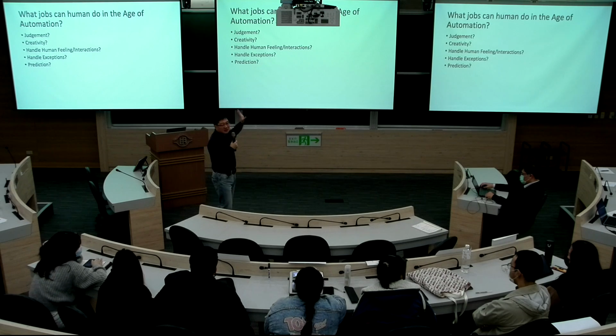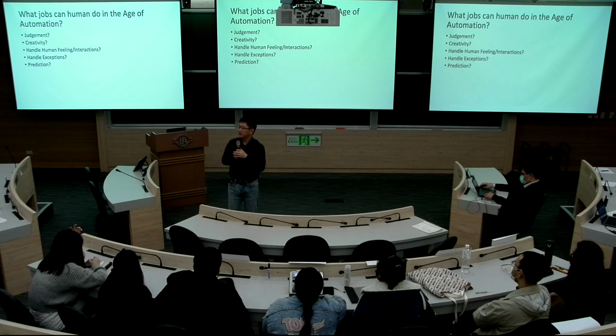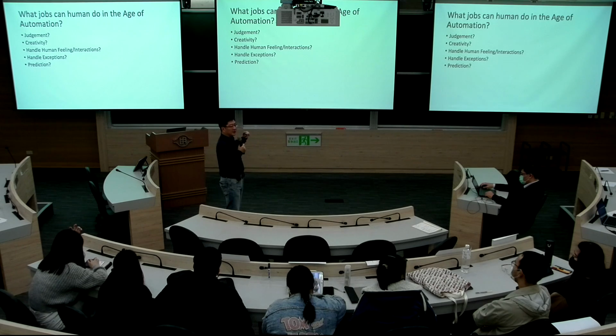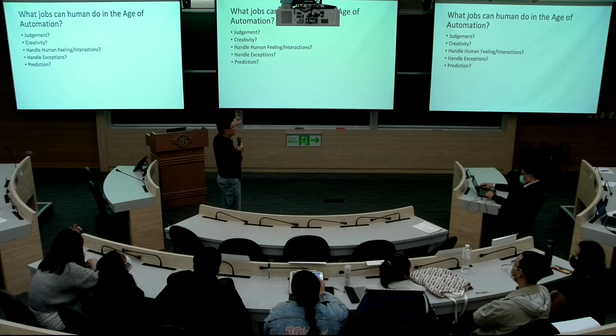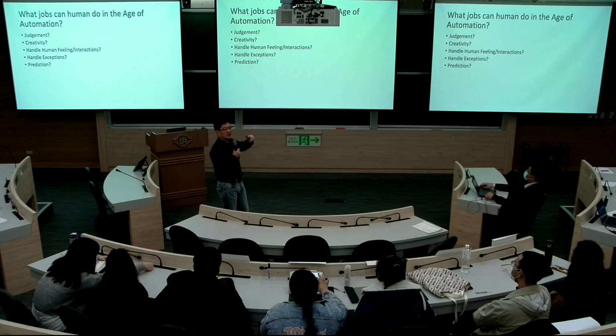Okay, so these are the jobs that we think the machine cannot do better than human beings. Machine cannot make better judgment. Machine cannot have creativity. Machine cannot handle human feeling and interaction.